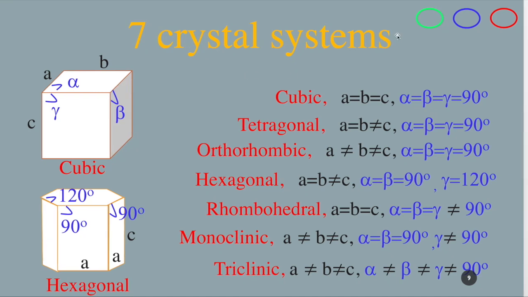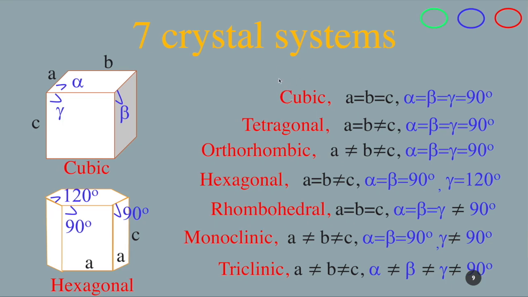We have 7 crystal systems. The different types of crystal systems depend on the angle and the length of their sides. We have cubic, where all 3 sides, a, b and c, length, breadth and height, are equal, and also the angles are 90 degrees, 90 degrees, 90 degrees. Similarly, we have tetragonal, orthorhombic, hexagonal, rhombohedral, monoclinic and triclinic.